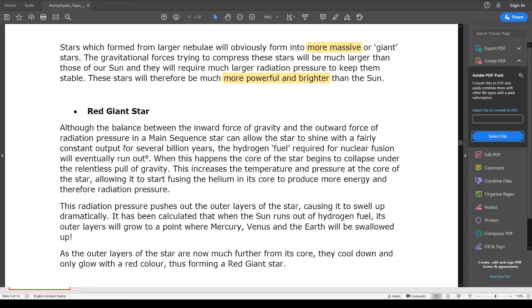Radiation pressure, yes, similar. Pressure from a bomb and radiation pressure are very similar, yes.